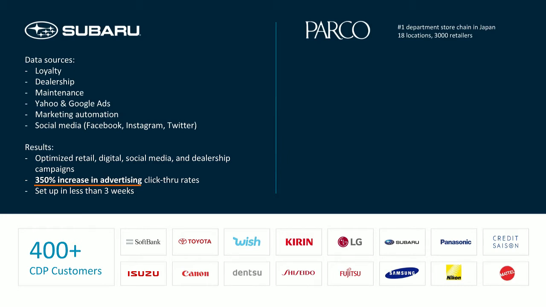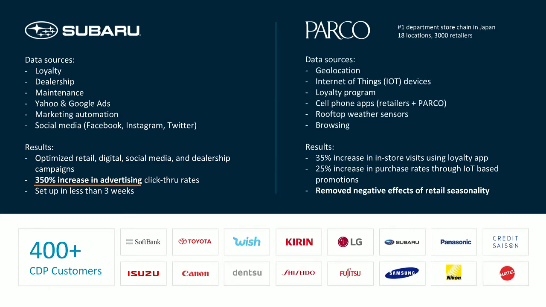Our use case with Parco shows how a CDP unlocks marketing creativity and gives brick-and-mortar retailers the tools necessary to fight back against Amazon. So for those unfamiliar, Parco is the largest department store chain in Japan with 18 locations nationwide, housing 3,000 unique retail brands. In their case, Treasure Data's flexibility has allowed them to ingest the most unconventional and complex of data sources, such as geolocation data, IoT device data, loyalty programs, mobile apps, rooftop weather sensors, and browsing data.